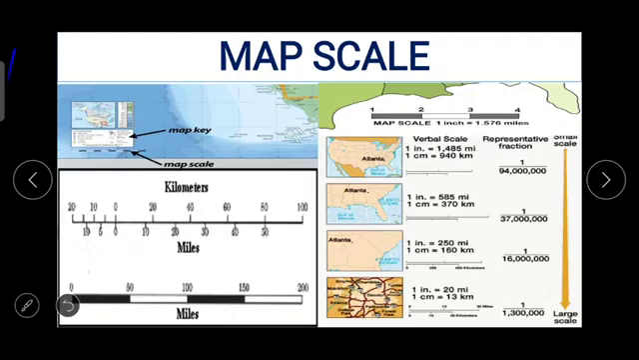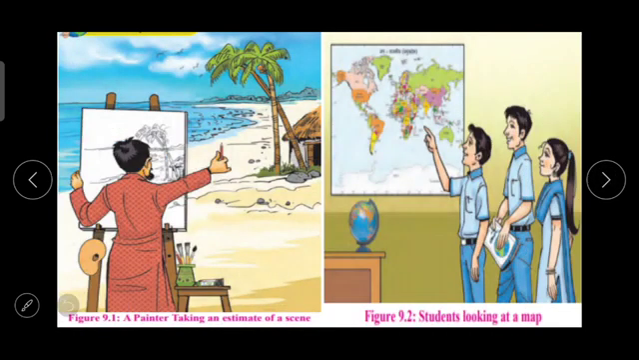My dear students, today in Standard 8's Geography, we'll be learning the topic map scale. In this topic, we are going to talk about map scale and we'll learn about the verbal scale, numerical scale, and linear scale in detail. To understand this topic, in our textbook, in the beginning, figure 9.1 and figure 9.2, which are given, you can see on the screen.